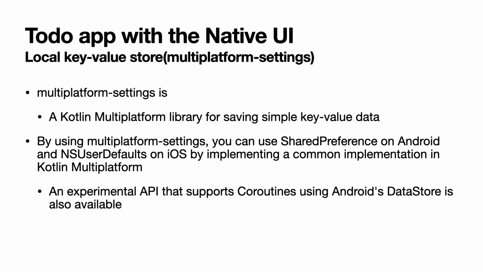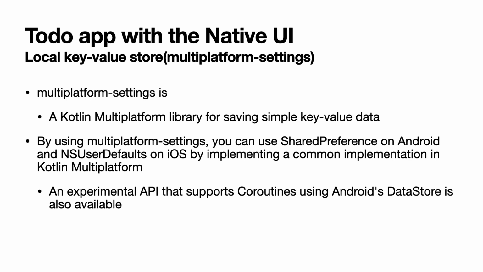We'll be using multi-platform settings in this video. Multi-platform settings is an open source library for saving data locally in key value format in Kotlin Multiplatform. By using this library, you can implement common code allowing Android to use SharedPreference and iOS to use NSUserDefaults. It also provides an experimental module that internally uses Android's DataStore and Coroutine APIs.